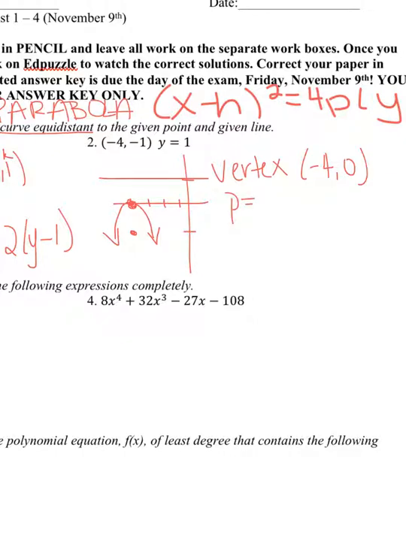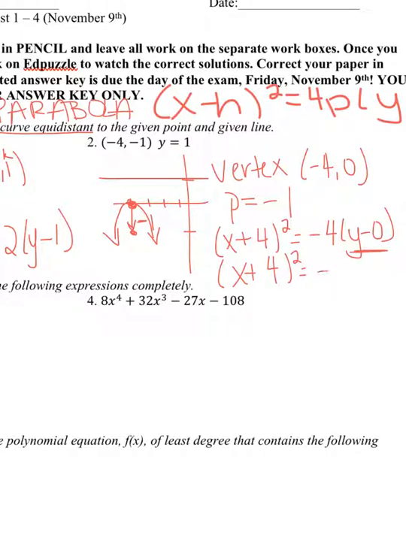p is the distance from vertex to focus. So from vertex to focus, I'm going down, so it's negative, and then I'm only going down 1. So p is negative 1. When I plug all of this in, I get (x plus 4) squared equals 4 times p, which is negative 1, times (y minus k). You don't have to write this in here. You might want to write this as (x plus 4) squared equals negative 4y, because y minus 0 is just y.